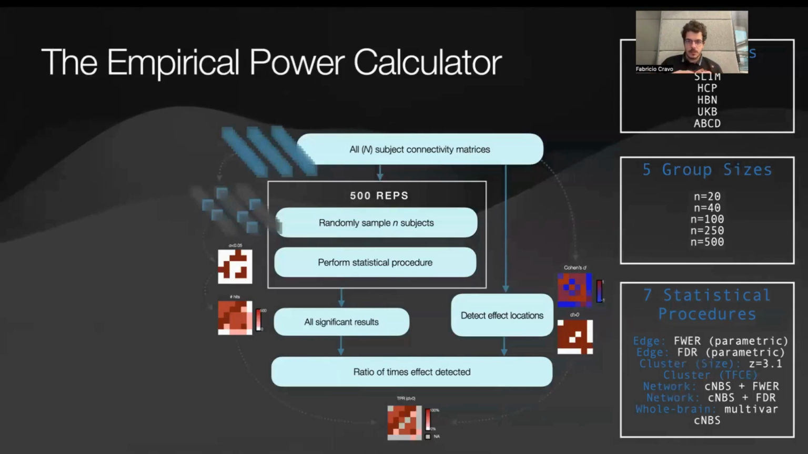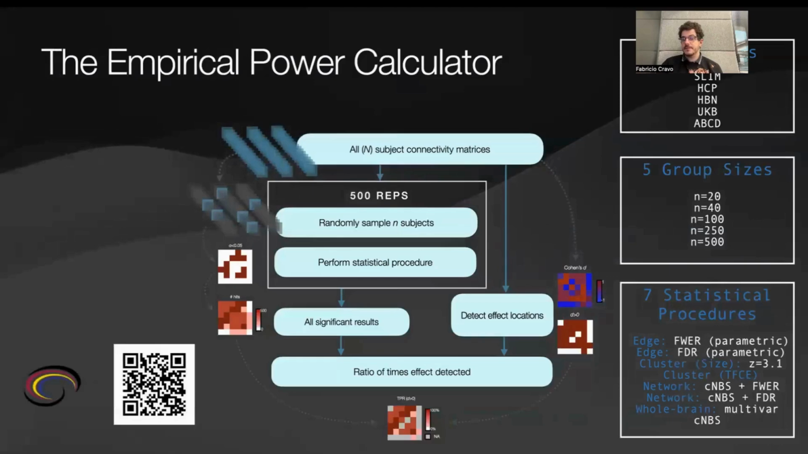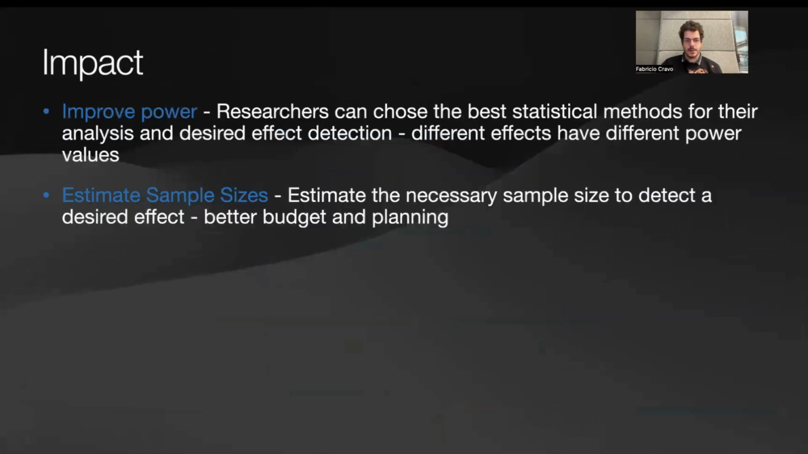Once those experimental conditions are simulated, we see how many of those experiments were able to detect one of our estimated true effects. And with the ratio of times the true effects are detected, we have an estimation of power. Our power calculator uses the NBS tool, which is available in the QR code supplied.